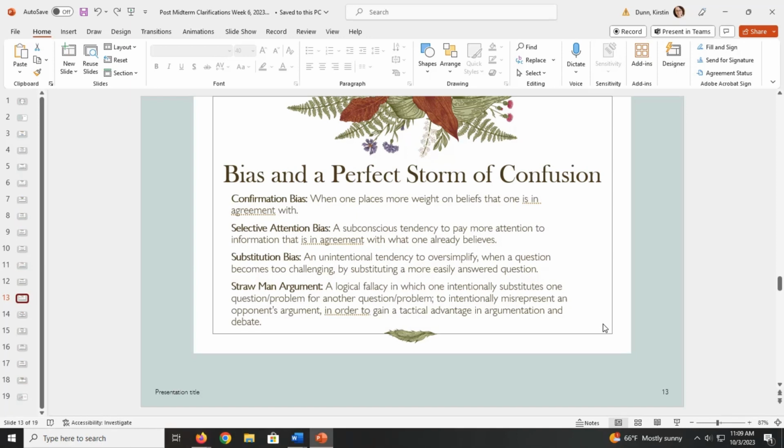Substitution bias is an unintentional tendency to oversimplify when a question becomes too challenging by substituting a more easily answered question. Whereas strawman argument is a logical fallacy in which one intentionally substitutes one question or problem for another to intentionally misrepresent an opponent's argument in order to gain a tactical advantage in argumentation and debate. Intentionality and consciousness of what we are doing is key to understanding the difference between confirmation bias and selective attention bias, or substitution bias versus straw man argument.